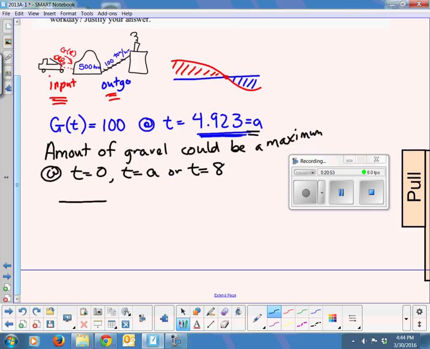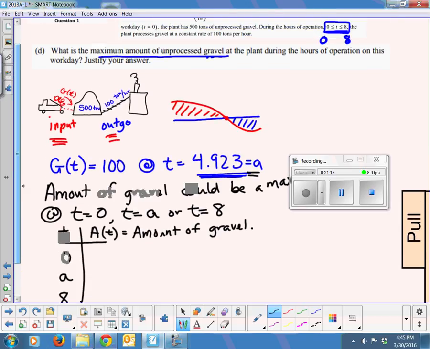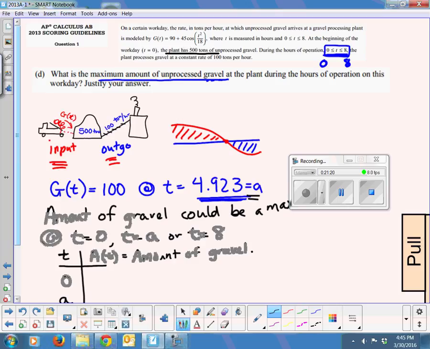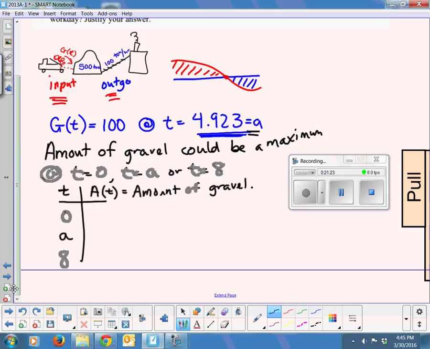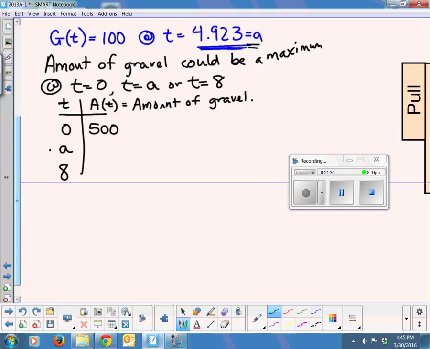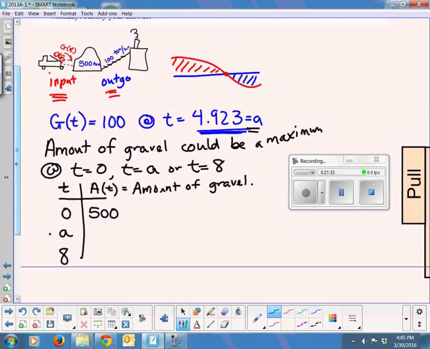And so then I would make a table for time, 0, a, and 8, and we're going to find the amount of gravel at a certain time. Okay, at t equals 0, well, that's the only easy one. At t equals 0, it tells us the plant has 500 tons of gravel unprocessed. So I'm going to say 500. At t equals a, we have 3 things going on. We have how much gravel we started with, how much came in, and how much went out.